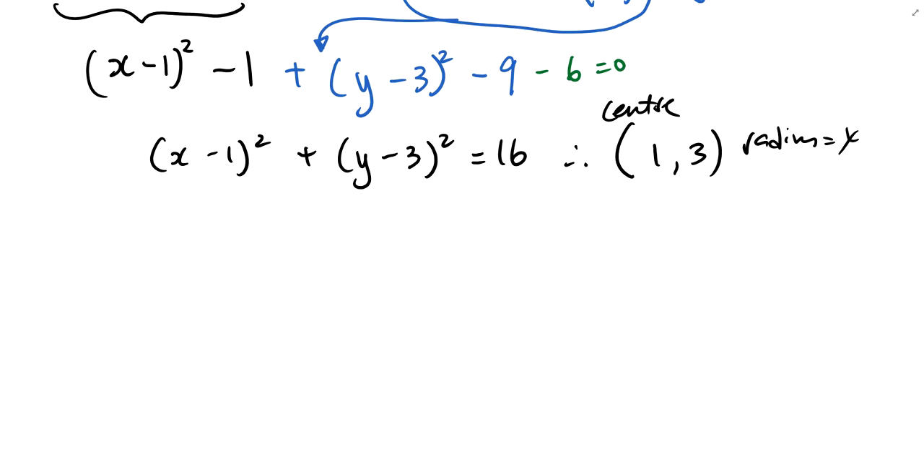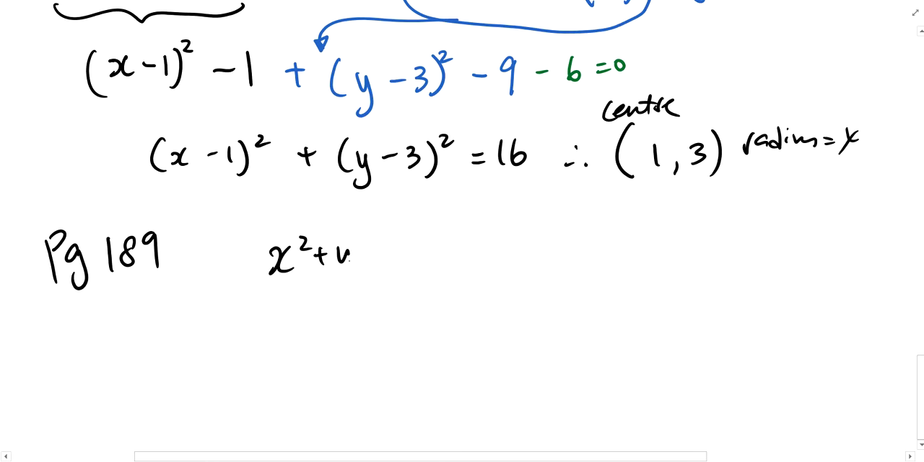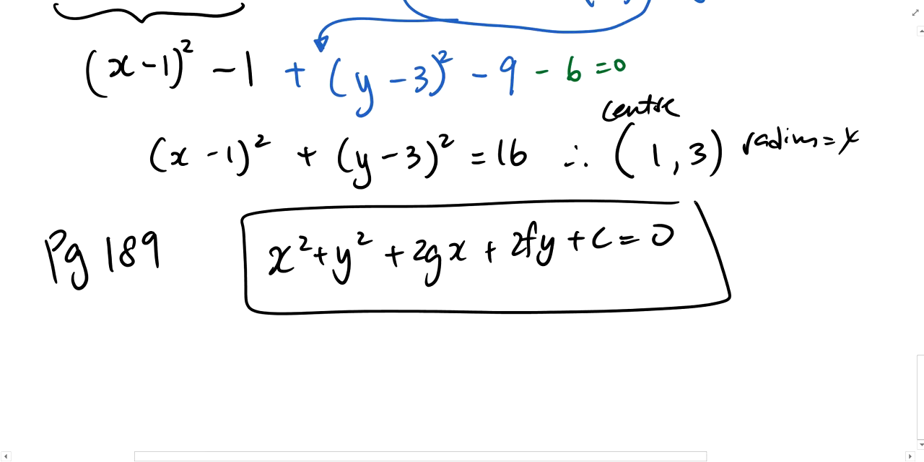I want to turn your attention to page 189. Page 189. You see that there's something that's boxed up. It says x squared plus y squared plus 2gx plus 2fy plus c equals 0. See this equation over here? This is an equation of a circle, which I just told you. You see an x squared term, y squared term, x term, y term, and a constant equal to 0. This is a circle.